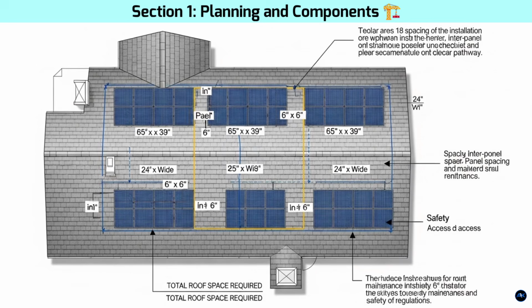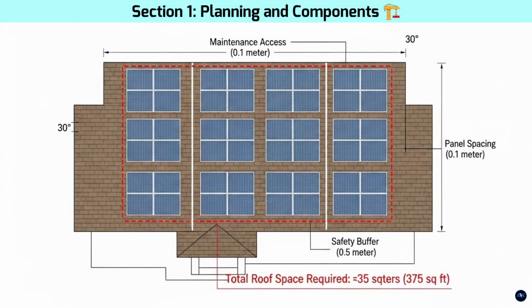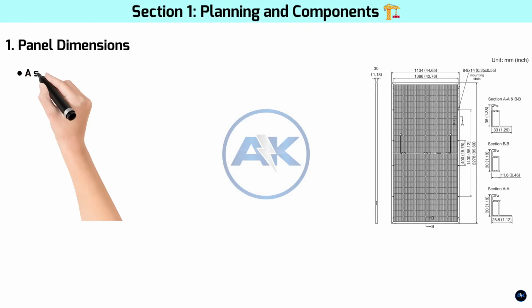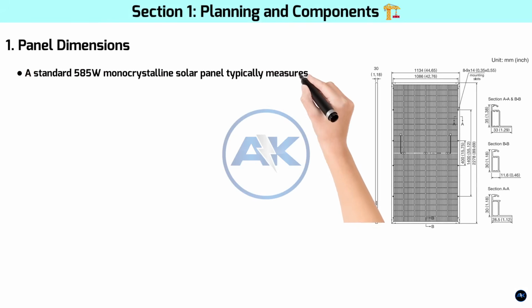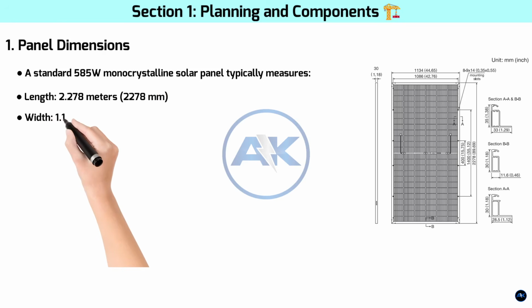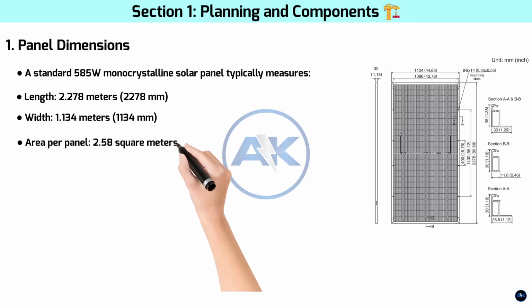To calculate the total roof space required for 18 solar panels, you need to consider not only the panel's individual dimensions, but also the space needed for installation, maintenance, and safety. 1. Panel dimensions. A standard 585-watt monocrystalline solar panel typically measures length 2.278 meters, 2,278 millimeters, width 1.134 meters, 1,134 millimeters, area per panel 2.58 square meters.